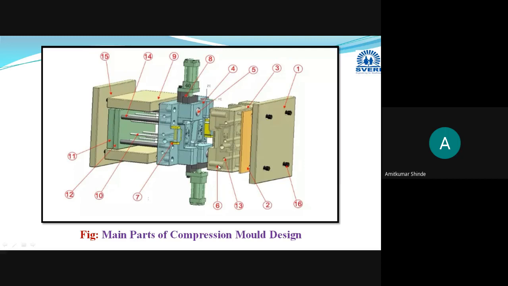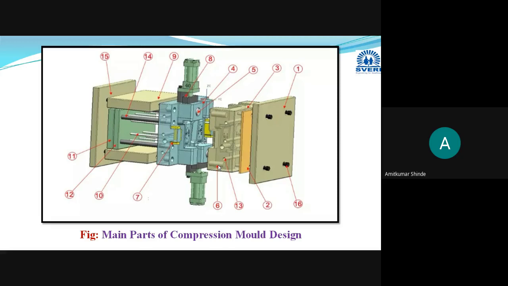Then these are the guiding pins. These are vertical guiding pillars, and this is the guide pin. This will align the cavity plate and core plate during the closing. The function of this vertical guide plate and these guide pins is the same: they align the cavity plate and core plate during the closing of the mold.